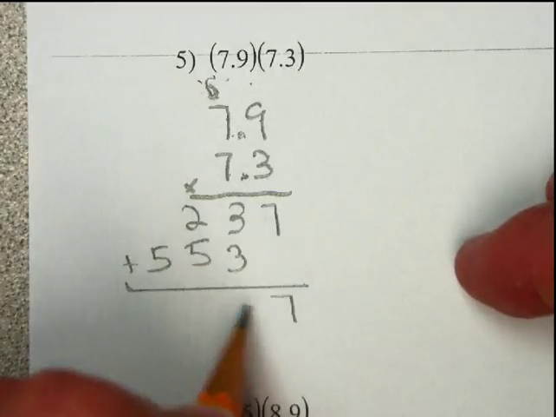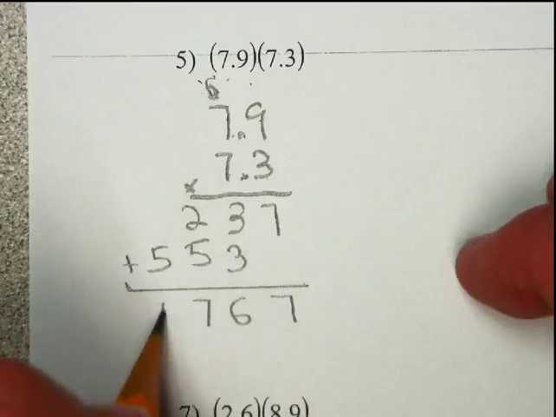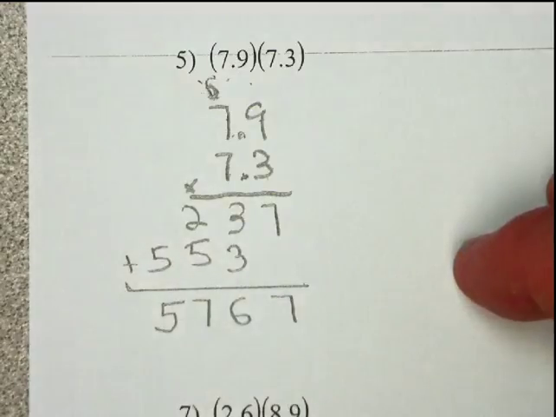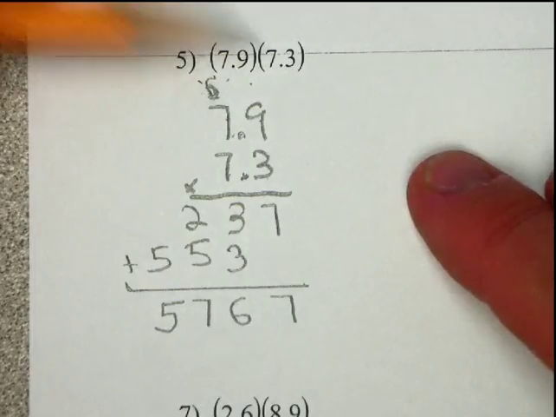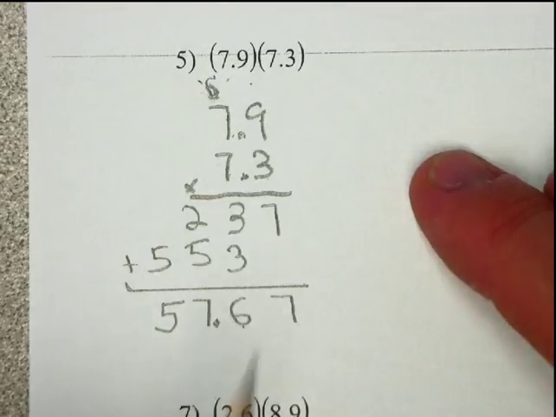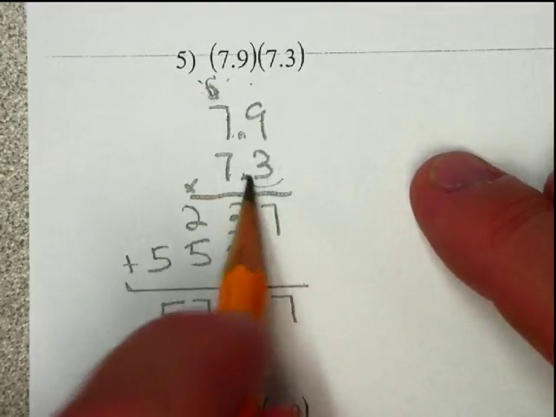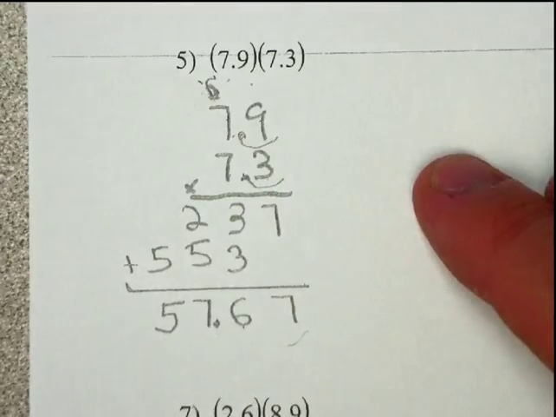We have 7, 6, 7, 5. And once again, we estimated it to be 56 from 8 times 7. So 57.67 seems reasonable. And we can also count decimals. We'd have 1 here, and the second here, and 1, 2. So it works either way.